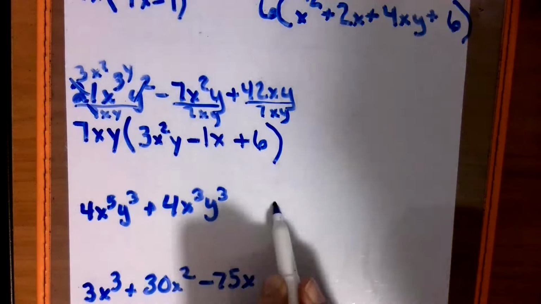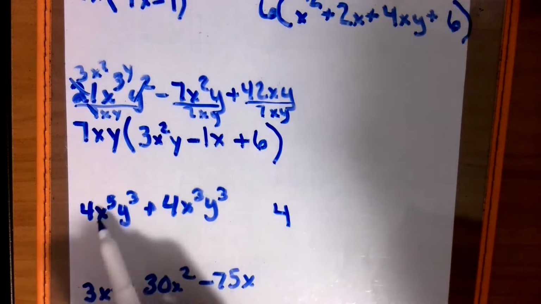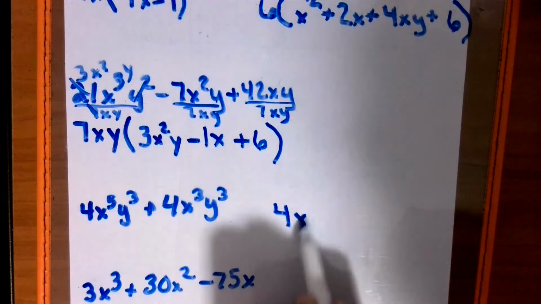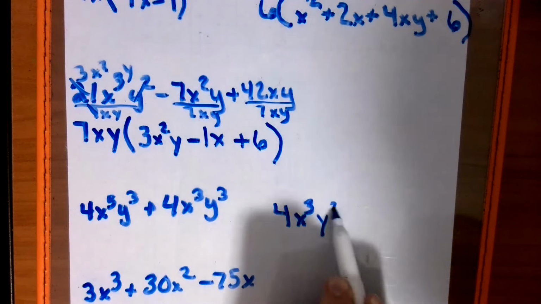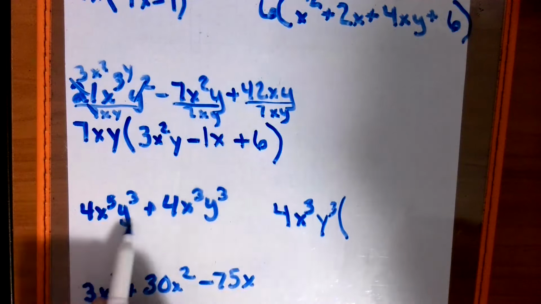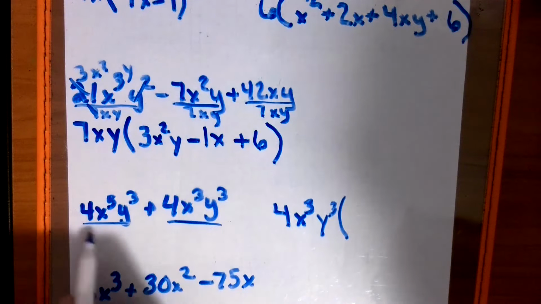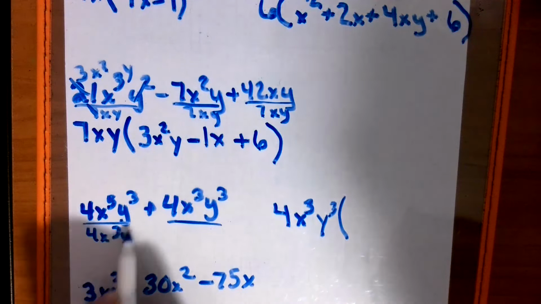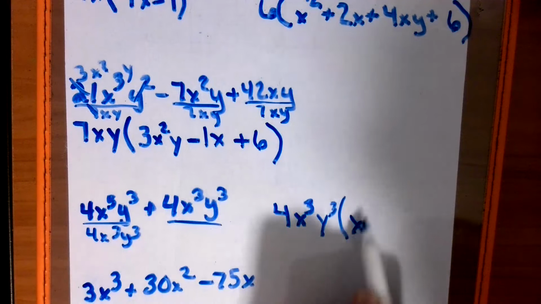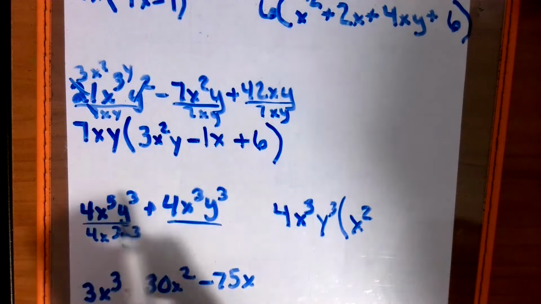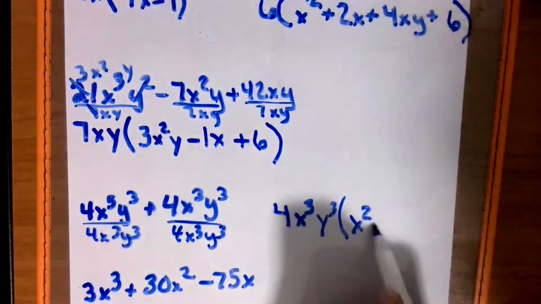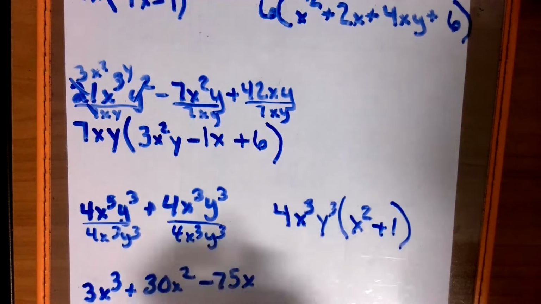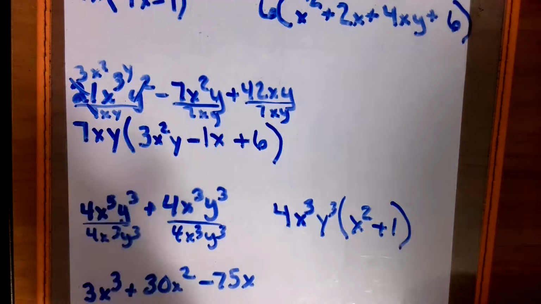So here they have a 4 in common. This has 5 x's, this has 3 x's. So the minimum amount of x's is 3, I can take x cubed, and I could take all the y's. So if I were to divide both of these pieces by 4x^3y^3, I'm left with an x squared. The y's are gone. And if I divide this, I take the whole thing. So I'm left with just a 1 because this goes into this one whole time.